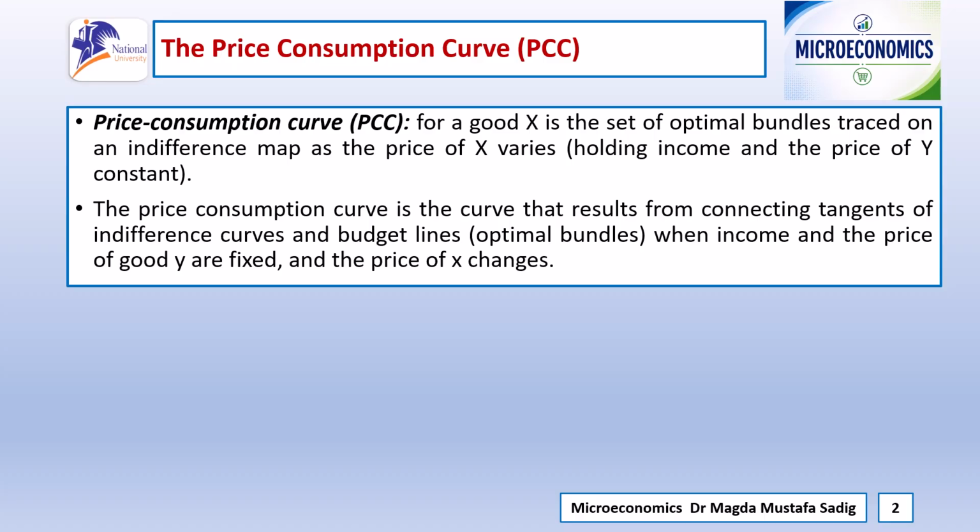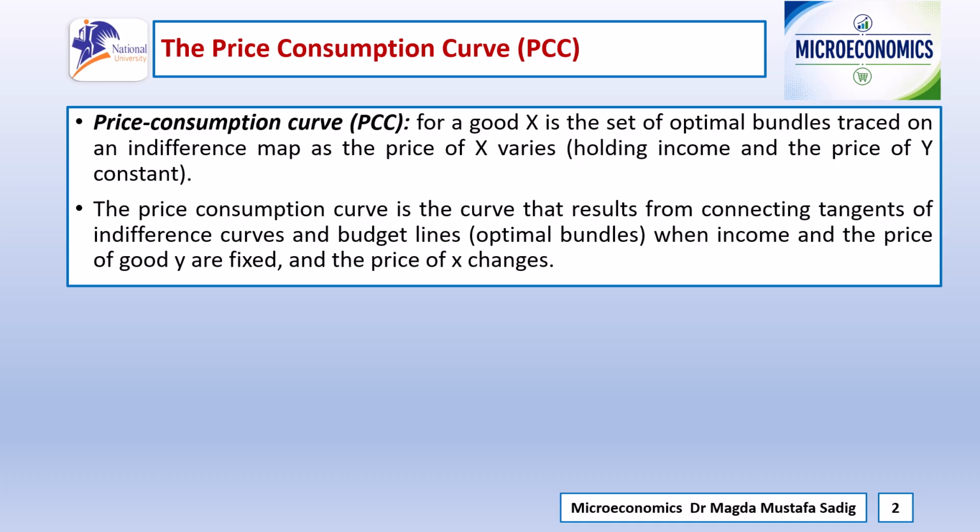The price consumption curve. Let us begin with the price consumption curve, commonly called the PCC. The PCC is simply a curve that shows how a consumer's best choice changes when the price of one good changes, while income, preferences and the price of other goods remain constant.